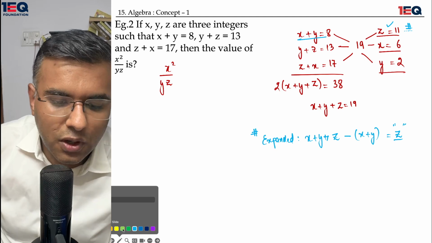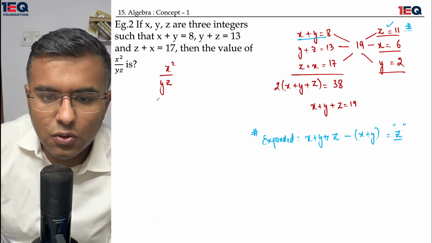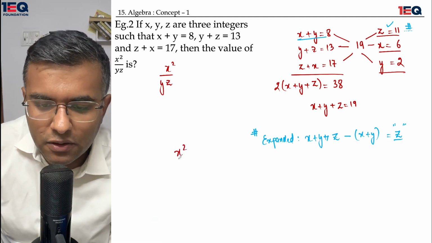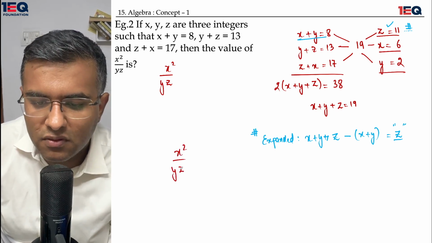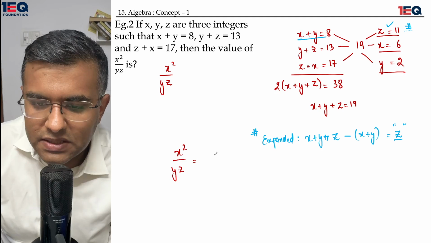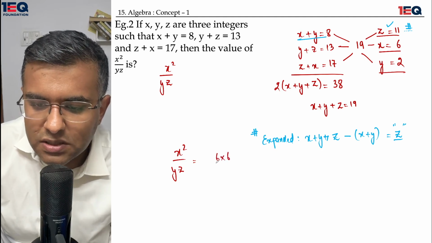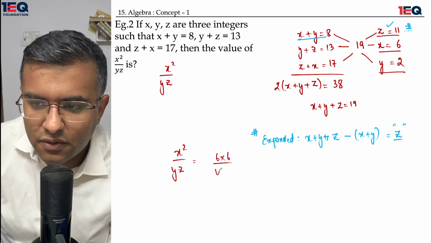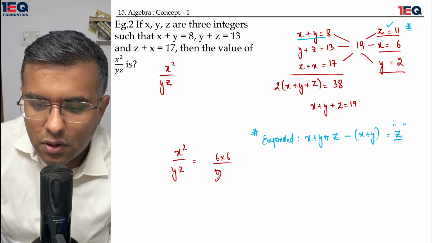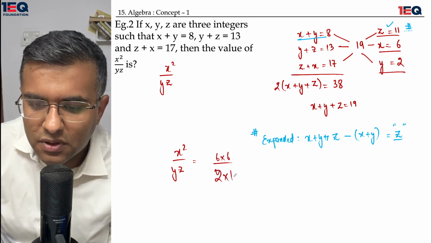What do I need to do now? I need to quickly find out the value of x square upon yz. What does x square stand for? 6 into 6. What does y and z stand for? Y stands for 2 and z stands for 11.